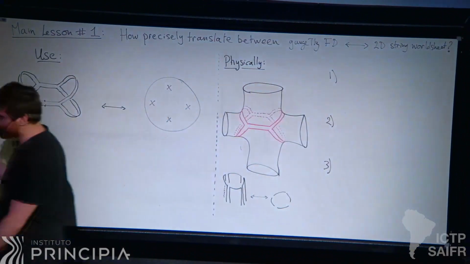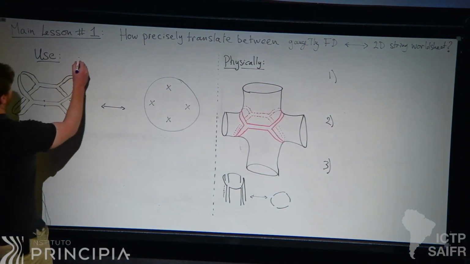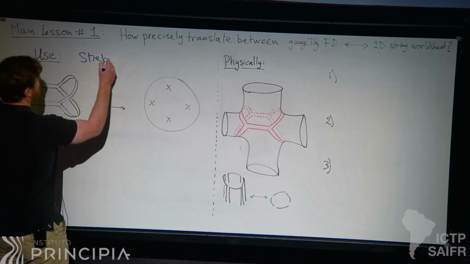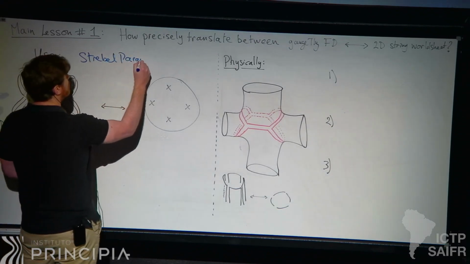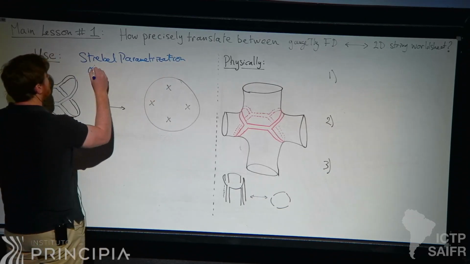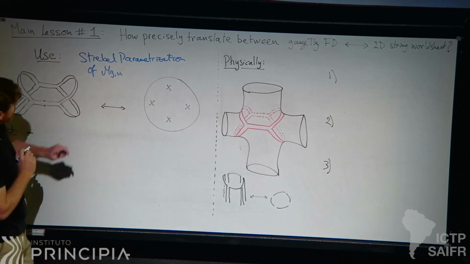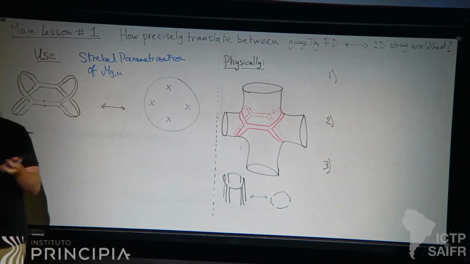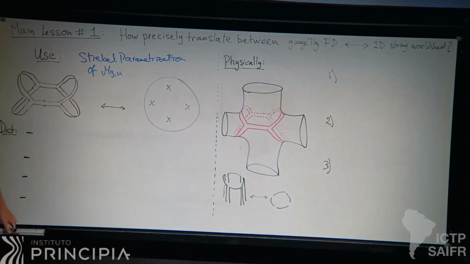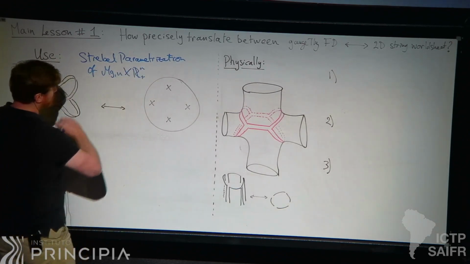So what is the mathematical tool that's going to help us here? It's something that's known as the Strebel parametrization of the moduli space of Riemann surfaces of genus g and n marked points. So this would be genus g correlators with n-point functions in a string theory. And then there's these extra positive numbers that are hanging around.